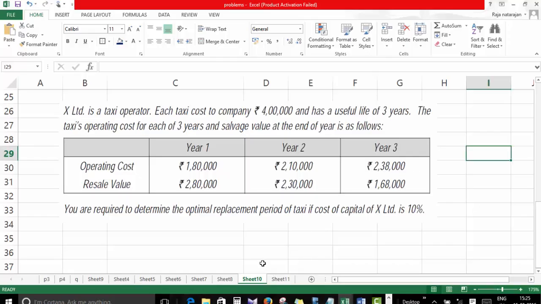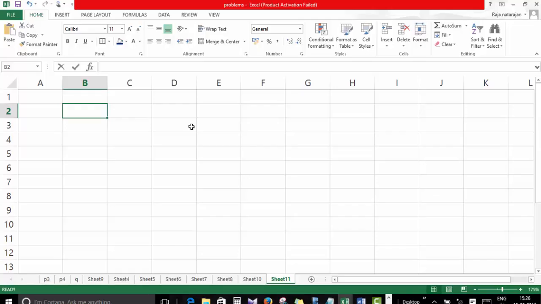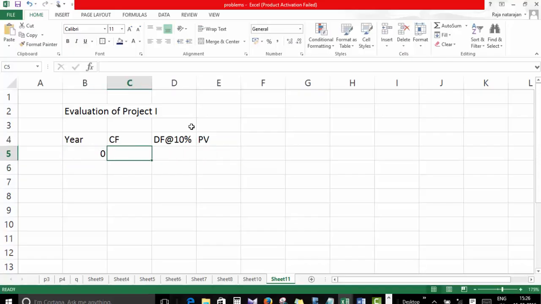So let's do the evaluation of project 1. Okay, so let me put it, evaluation of project 1, that is the disposal is going to happen at the end of year 1. So let me capture the period year, then cash flows, then I should have discount factor at 10% and then the PV of cash flows, right? So year 0, I have a cash flow which is a cash outflow. How much? It is 4 lakhs.